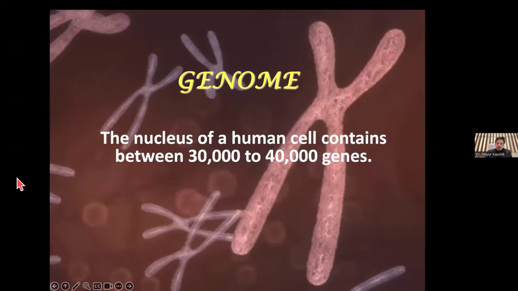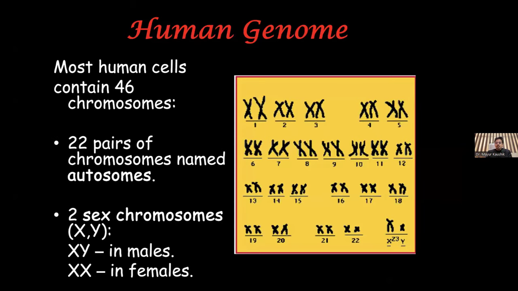These chromosomes contain something known as genes. What are genes? We'll just touch on it right now. Each and every cell nucleus actually contains 30,000 to 40,000 genes. That is the quantity of genes present. The 46 chromosomes are present as 23 pairs. 22 are autosomes and 2 are sex chromosomes: XY in males, and XX in females.